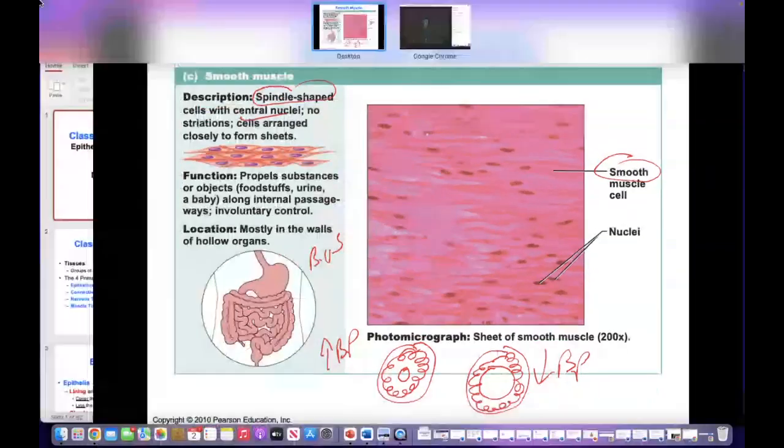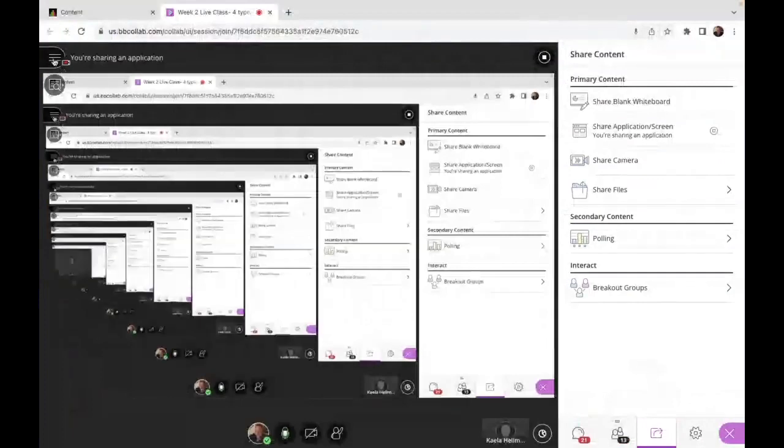Okay, when we come back, we'll get into the last type, which is nerve tissue.